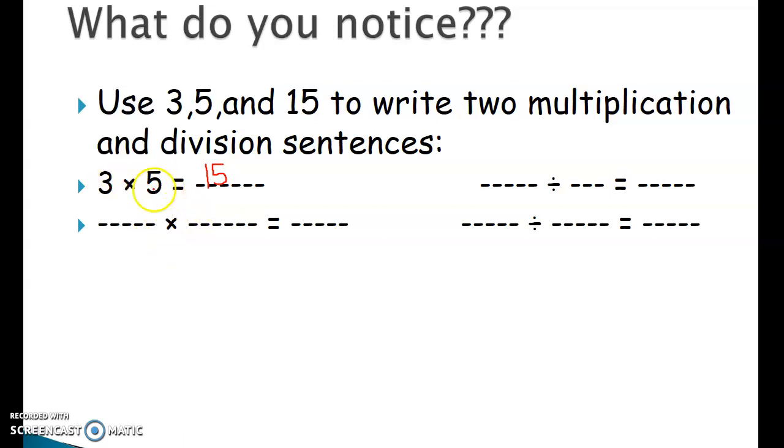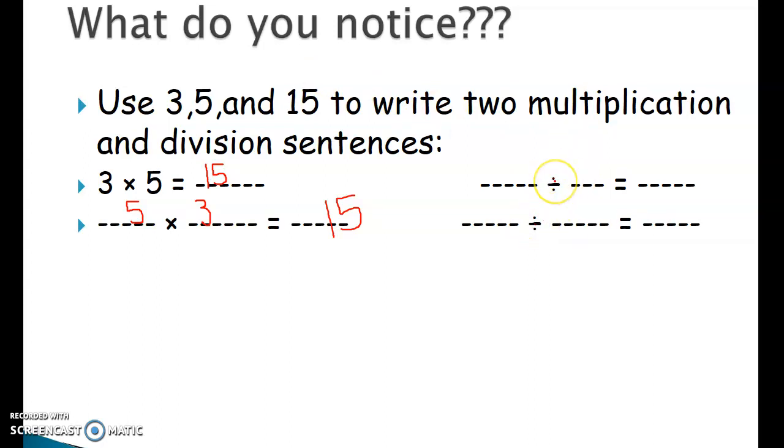Okay, if I reverse these two numbers together, 3 and 5, if I switch them, 5 here and 3 here. 5 times 3 equals how much? Also it's the same, 15, same answer. So if we switch the numbers, the answer will not change. So in order to write two multiplication sentences, we can write 3 times 5, 15, or 5 times 3, 15. If we switch them, the answer will stay the same.